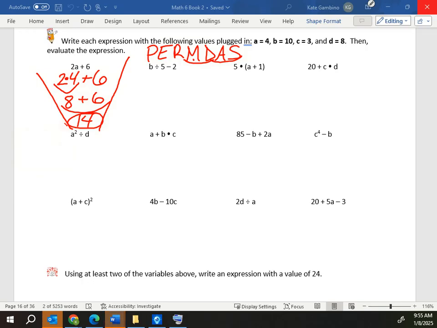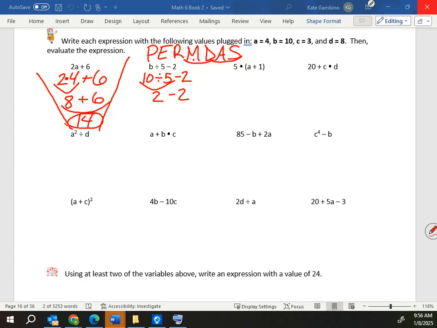Let's look at our next one. What should I write? Adeline. 10 divided by 5 minus 2. What's my first step I'm going to do, Charlie? Yeah, I have to divide before I can subtract. So I'm going to divide. 10 divided by 5 is 2.